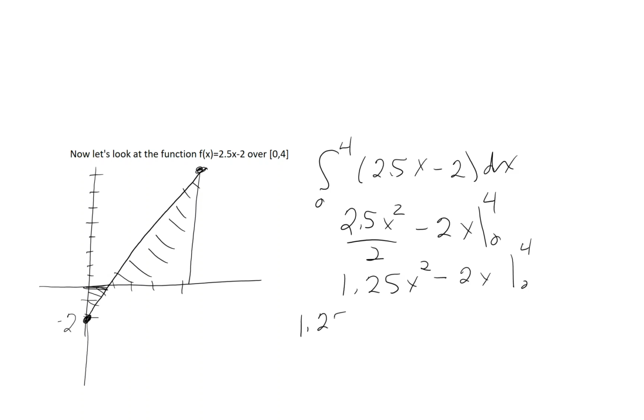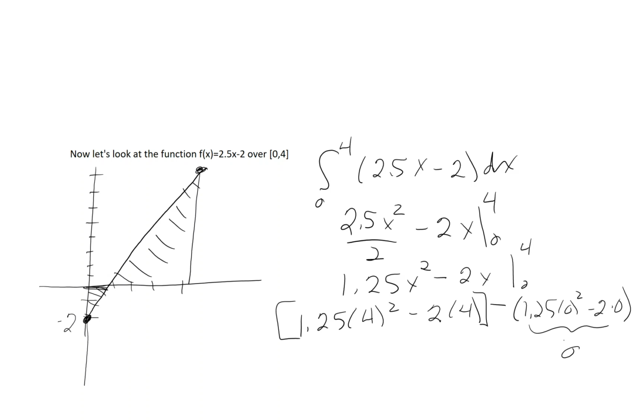So now I need to put in my numbers. Oops. I kind of got ahead of myself there, and I ran ahead and squared it. So let's not do that and confuse you. Okay. I'm putting in 4 first, then I'll square it, and then I'll do 2 times 4. And then the same thing, and let's put some brackets around there, put in 0, 1.25 times 0 squared, and then minus 2 times 0. Okay. This part is 0. I don't really need it. What I do need is over here. So I have 1.25, 4 squared is 16, minus 2 times 4 is 8.